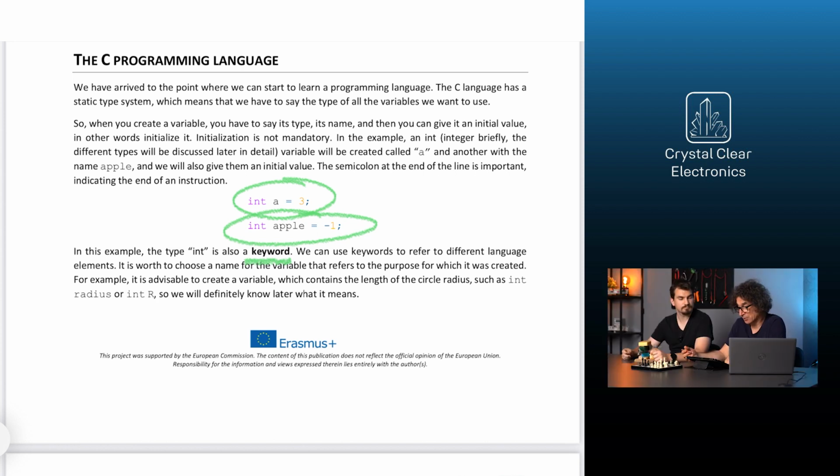It is worth choosing a name for the variable that refers to the purpose for which it was created. For example, it is advisable to create a variable which contains the length of the circle radius, such as int radius or int capital R, so we will definitely know later what it means.